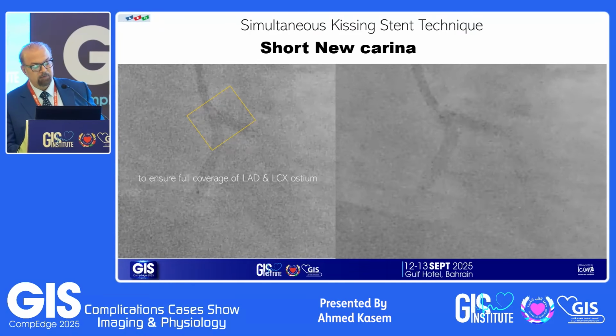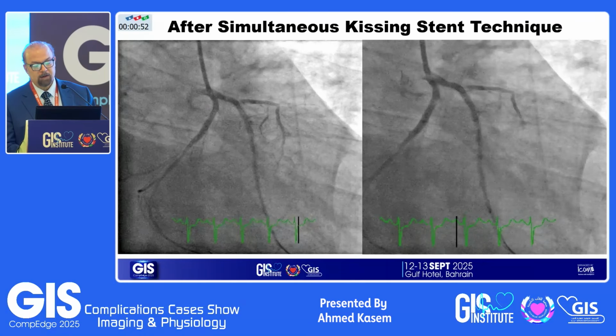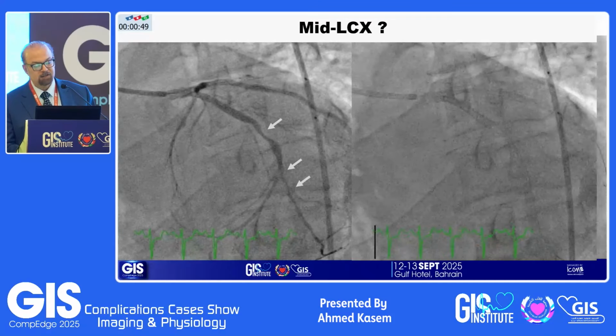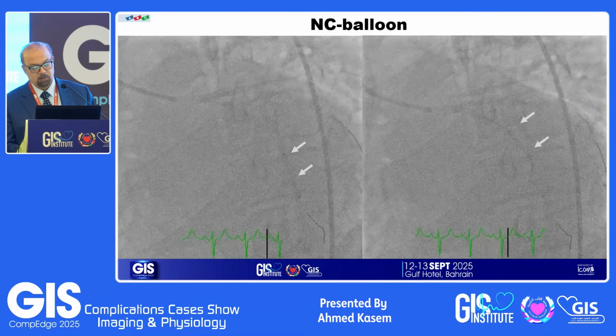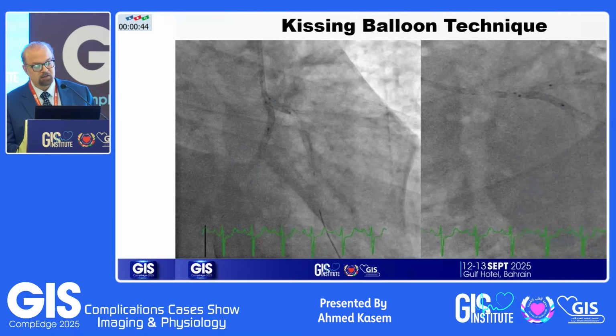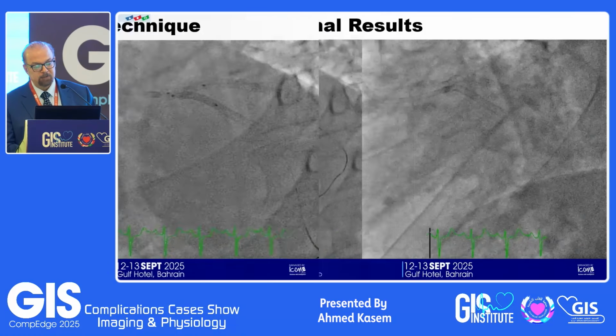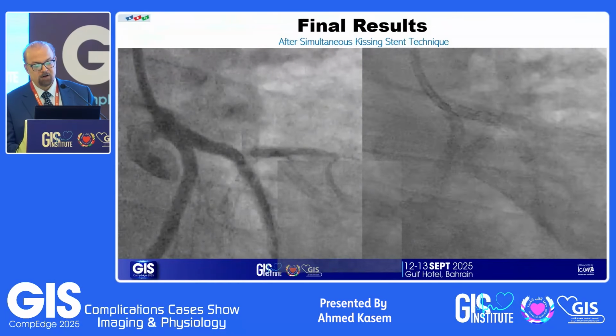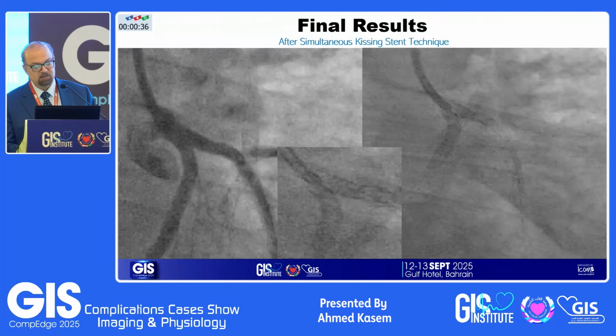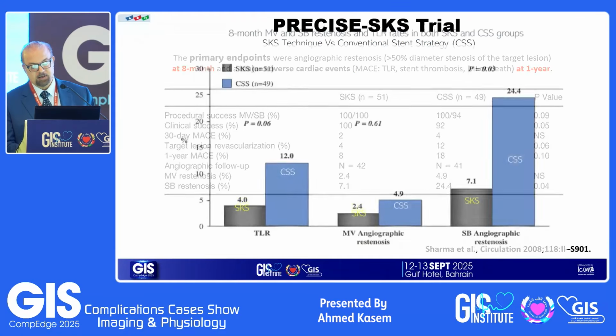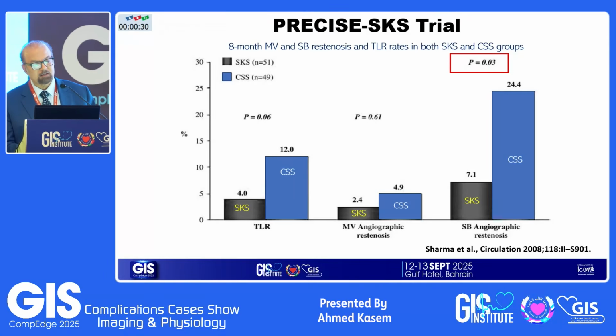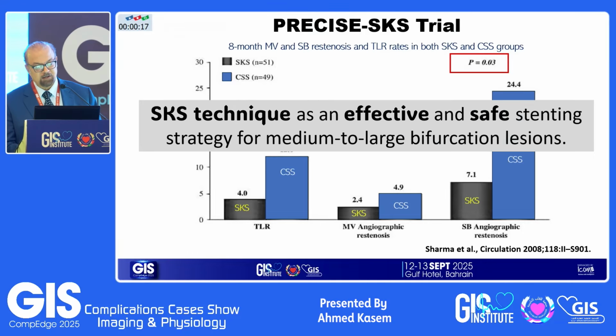Short new carina, full coverage of the distal left main, and this is the final result. Then NC ballooning of the mid left circumflex and optimizing with final kissing balloon, and this is the final kissing, and this is the final result of simultaneous kissing stenting of the left main. Of course, this is a very important slide from Sharma showing that the PRECISE SKS trial was more effective and safe in terms of reduction of TLR, main vessel angiographic restenosis, in comparison to conventional stenting. It is safe and effective.